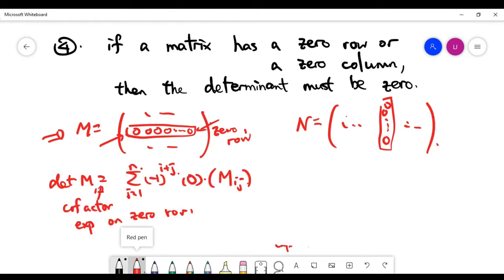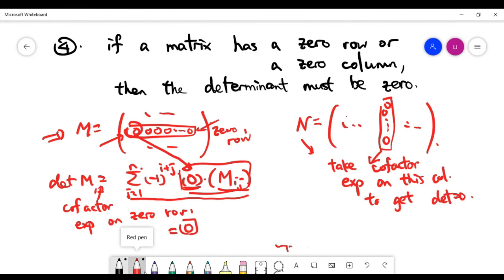So you see, when you write down the cofactor formula here, every term must have zeros because 0 is the matrix entry. You have to multiply it by the minor at that particular position, right? And you have to do the alternating sum of all these terms, and that's the reason why this summation must be 0. And similarly, for the column, you can take the cofactor expansion on this column to get determinant 0. So I think property 4 is quite obvious. And let's look at a more interesting property 5 here.